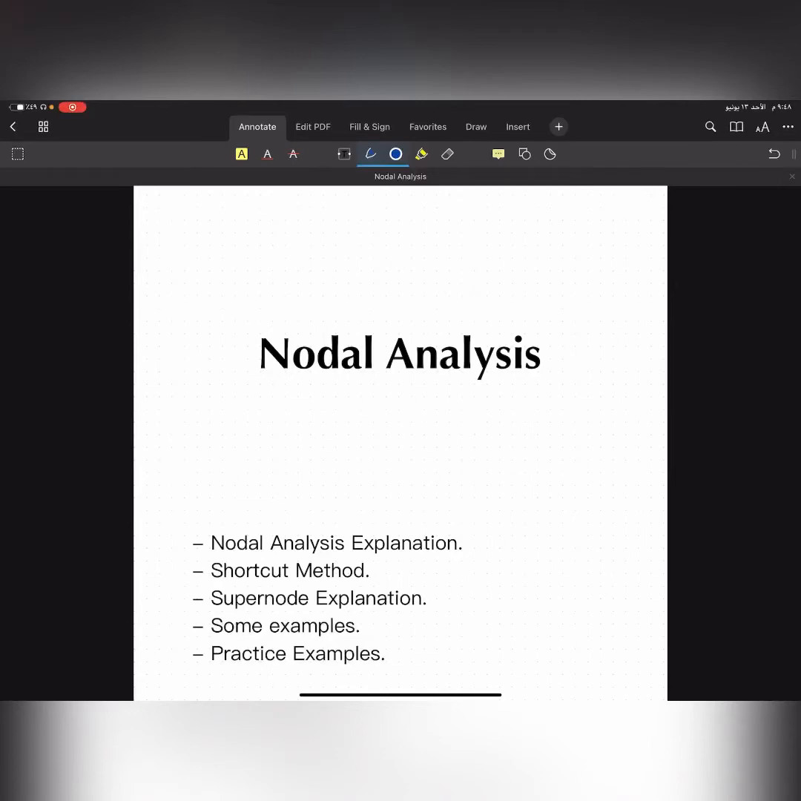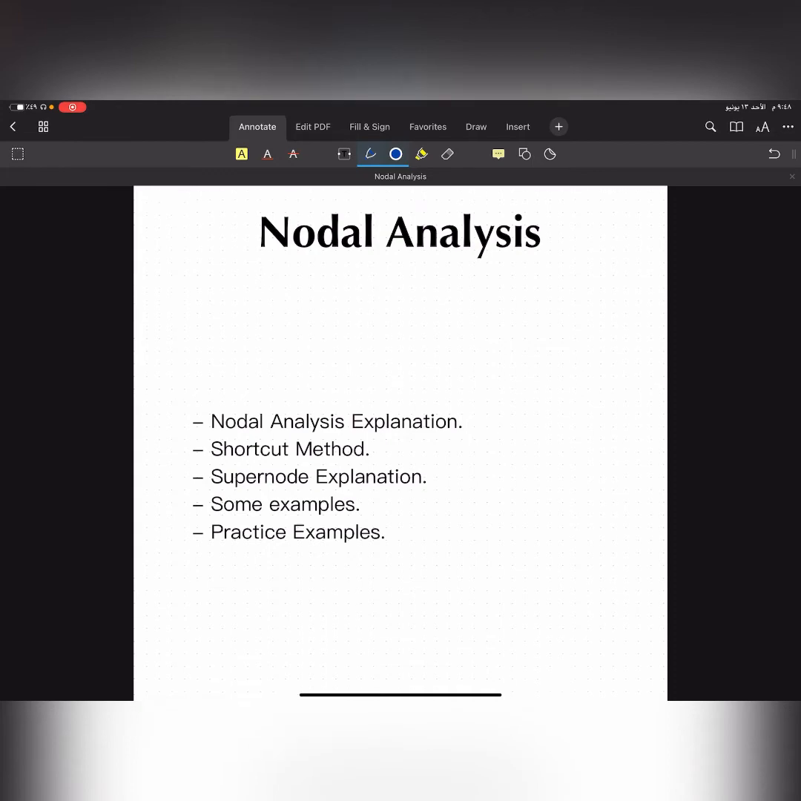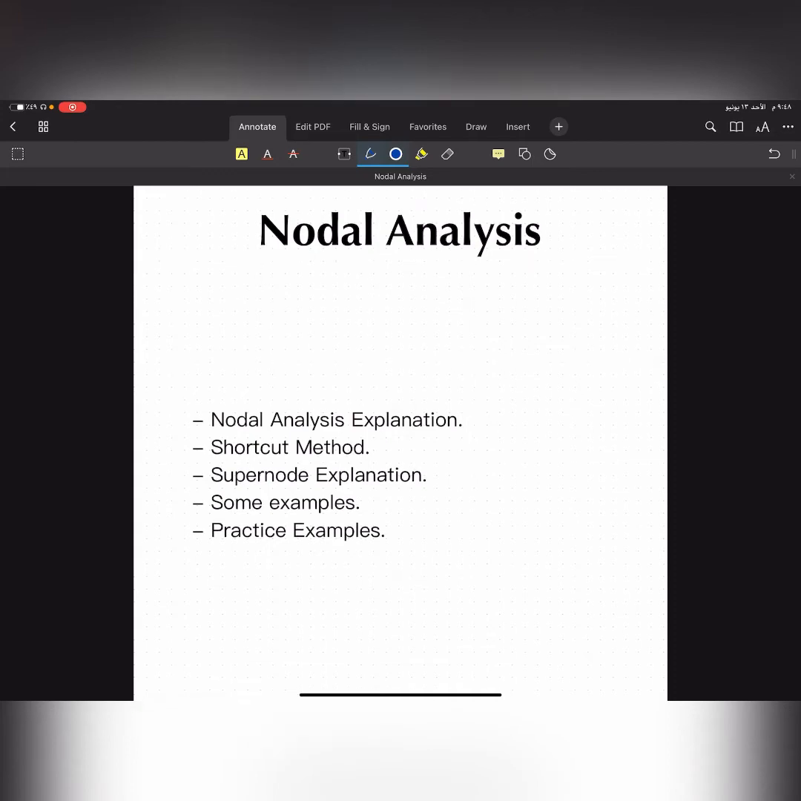Today we will talk about nodal analysis. Nodal analysis is an important method and technique to solve circuits. Actually, I find nodal analysis is very easy and very helpful. So first of all, today we'll talk about the nodal analysis explanation and the basics of nodal analysis.